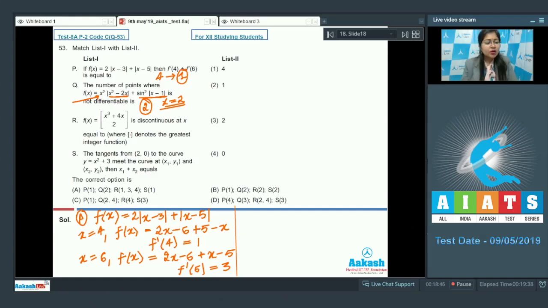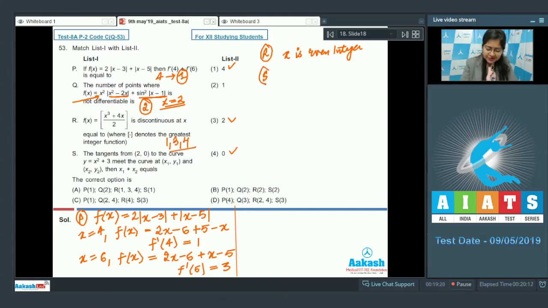Now next is option number R, where it has been given that f(x) is equal to the GIF of (x cube plus 4x) divided by 2. Now we have to find at which points it is discontinuous. It is very clear that it will be discontinuous at those points where x is an even integer. So from the given options, it can be seen that it will be discontinuous at 4, 2 and 0, which means that the answer will be 1, 3 and 4.